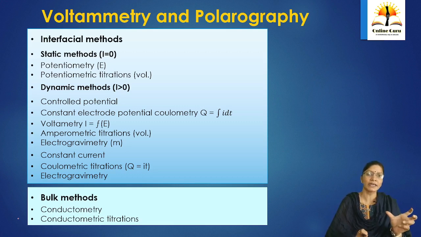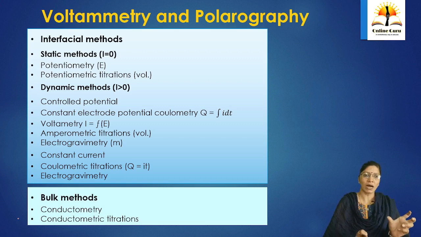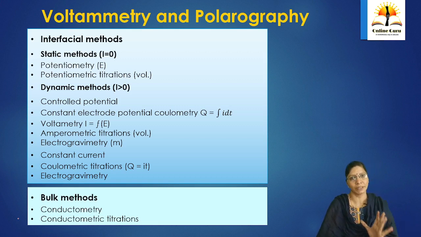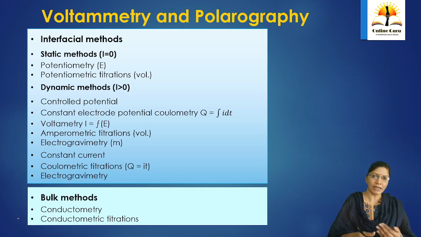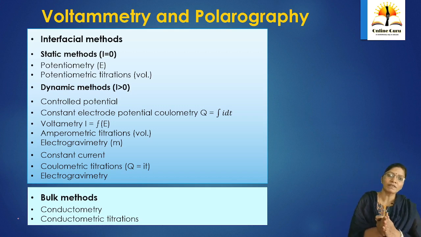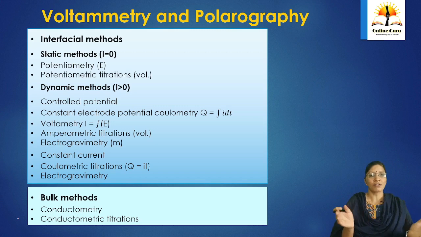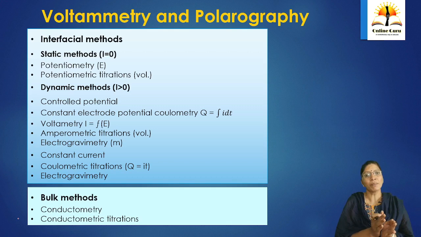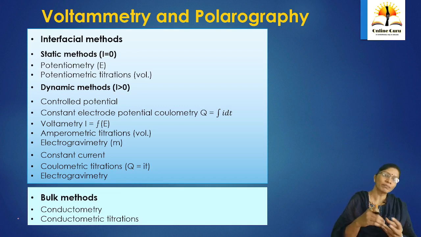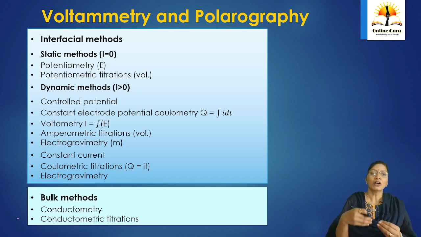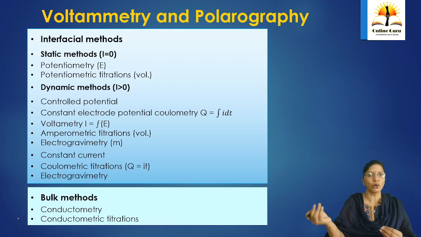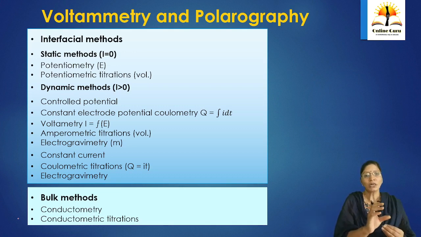Whatever processes take place near the electrode are monitored in this interfacial method. The next is the dynamic method. In the dynamic method, the current is larger than 0. In potentiometry, the current was kept at 0. In dynamic methods, the current magnitude is greater than 0 and it is not fixed. We can carry this out in different ways: controlled potential analysis and controlled current analysis. These are the two subclasses we can classify under dynamic methods.